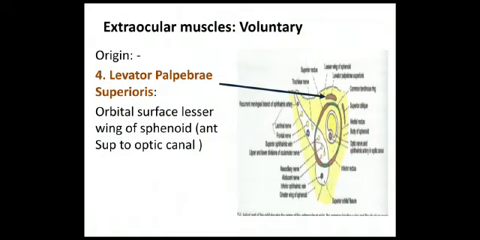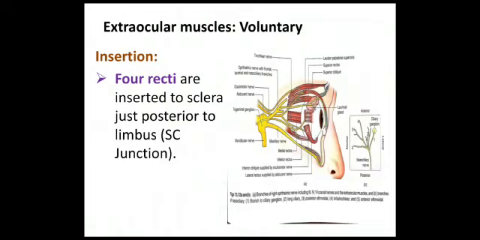So levator palpebrae superioris, this arises from the orbital surface of the lesser wing of the sphenoid, anterior and superior to the optic canal. So now we have completed the origin of all the muscles.